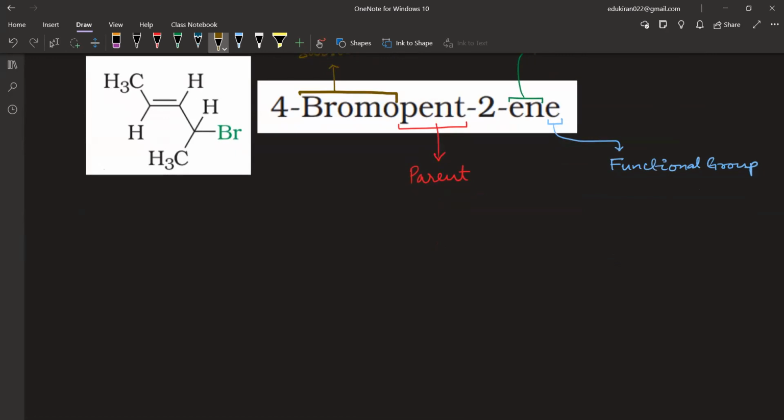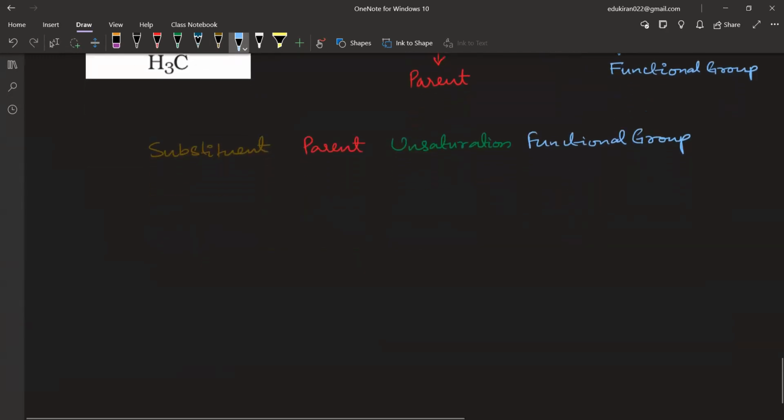Now what we can do? We can say that each and every IUPAC name has 4 things in it. It has substituent. It also has parent. Then it also has unsaturation. And what else it has? It has a functional group.